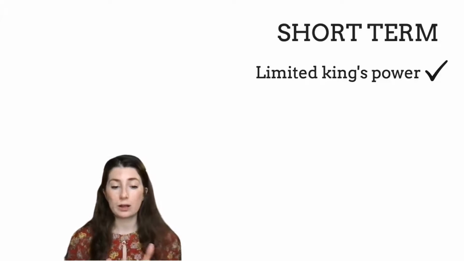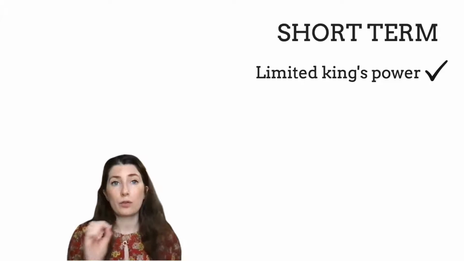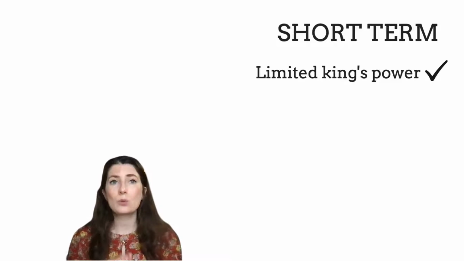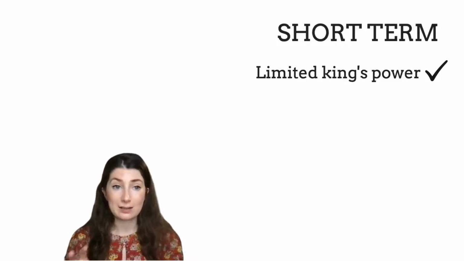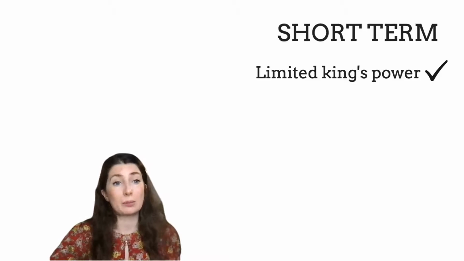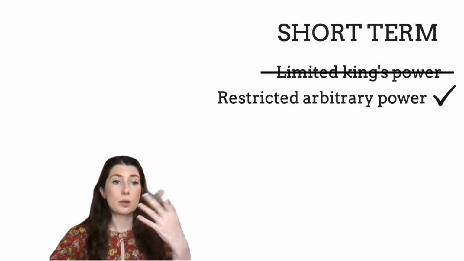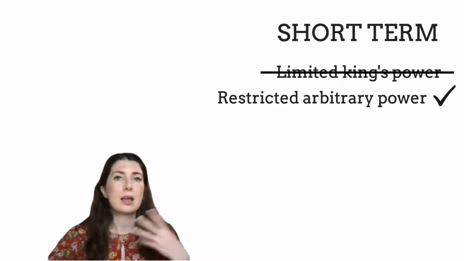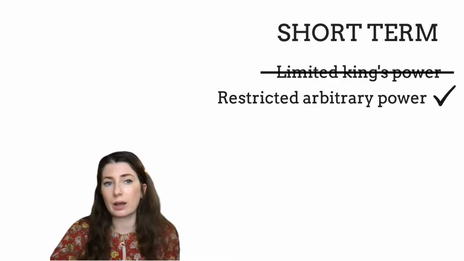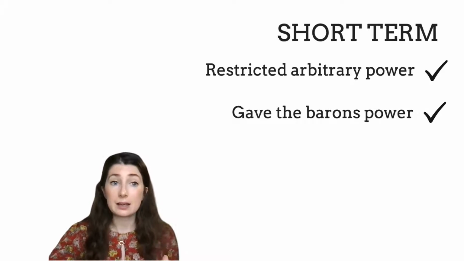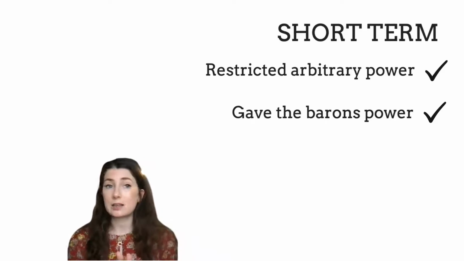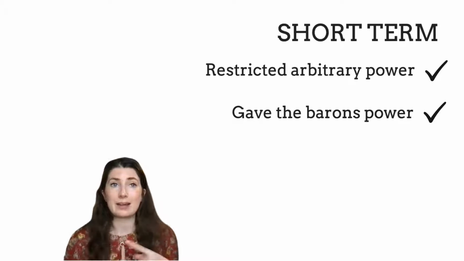Now I'm going to try and work out from that overview what then are the relevant, significant points in the short term. How did it change life? Well, as I know, it limited the king's power, or it limited his arbitrary power. So I'm going to change that bullet point to it restricted his arbitrary power. Better vocabulary, sounds more intelligent, more likely to get higher marks. Secondly, I brainstormed previously that it gave more power to the barons. So I'm going to do exactly the same thing, and elevate that vocabulary.